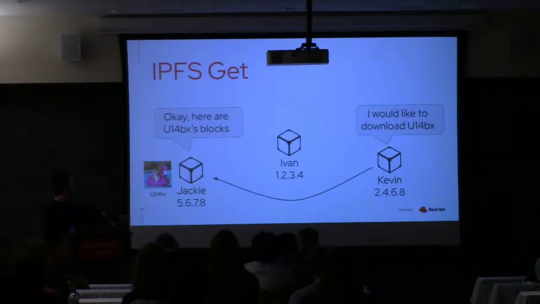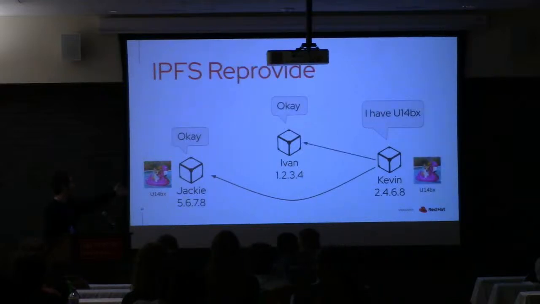So he goes out and talks to Jackie and says, well, I would like to download this content ID. So he asks for the blocks, and then Jackie's like, okay, well, here are all the blocks for this corgi. And then now that he downloads it, he is able to tell both Kevin and Jackie that he has that corgi. So if anyone asks later who has this corgi, both Jackie and Kevin will resolve to it.